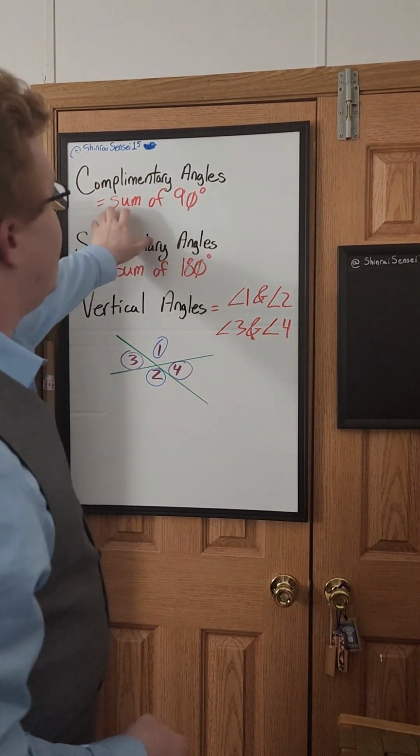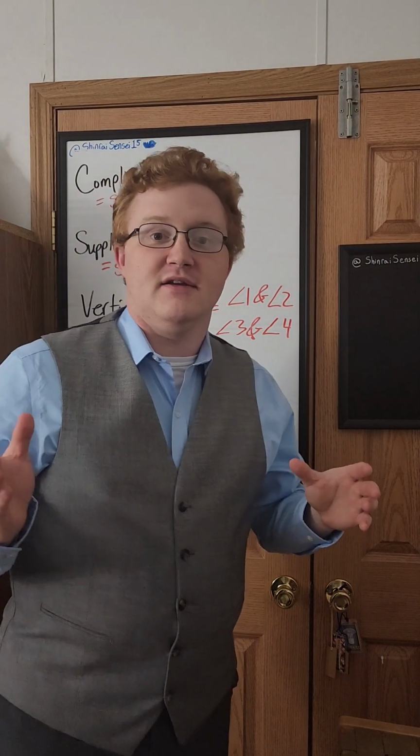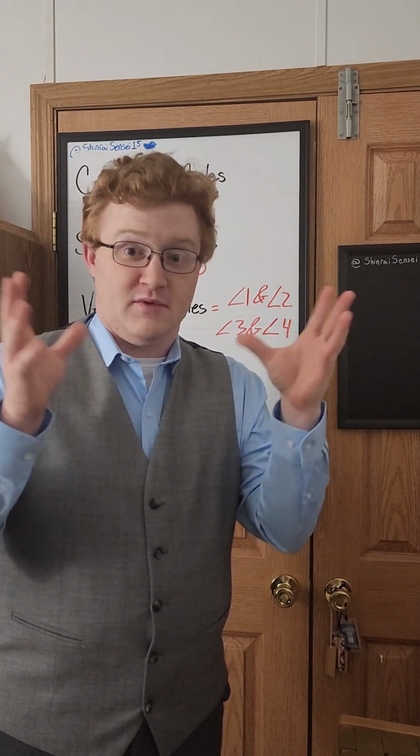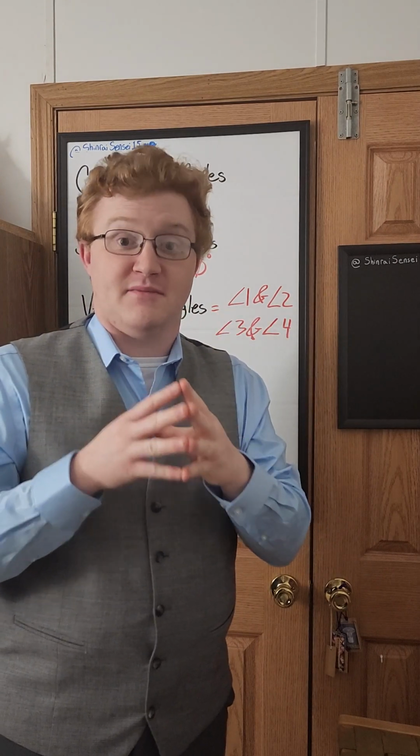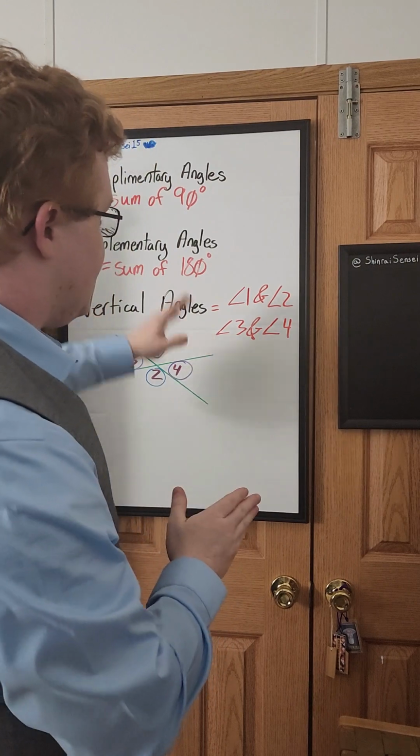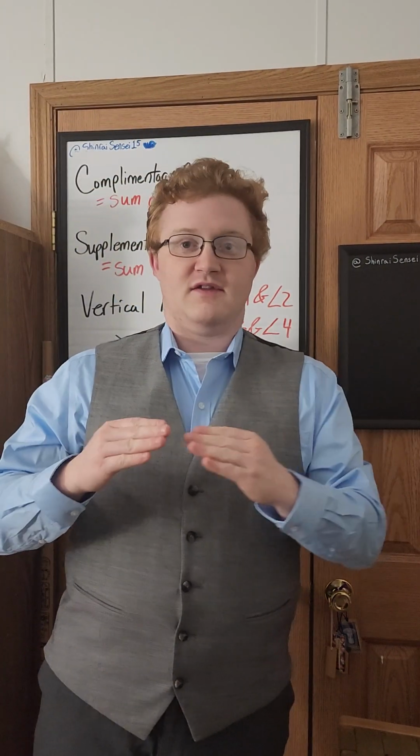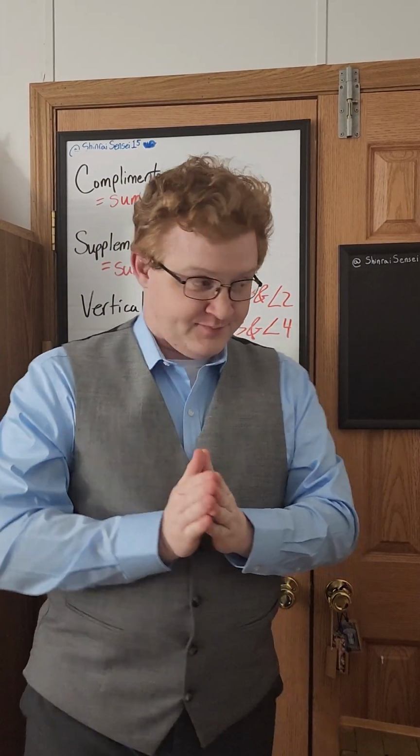Complementary angles: two angles that, when you add them together, have the sum of 90 degrees. Supplementary angles: the sum is 180.